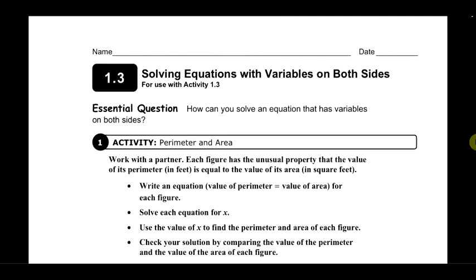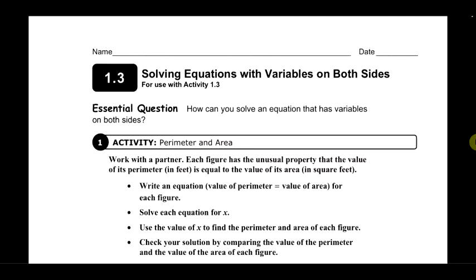Welcome to 1.3, solving equations with variables on both sides. This is where it gets real. We've finally made it into big kid math, where we are solving equations with variables on both sides. All it really means, though, is we add one little tiny step to something you can already do quite well.